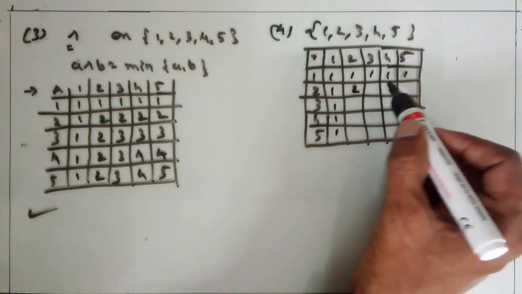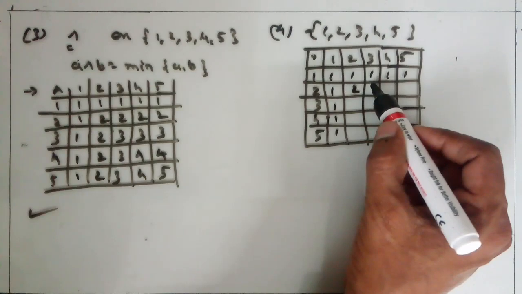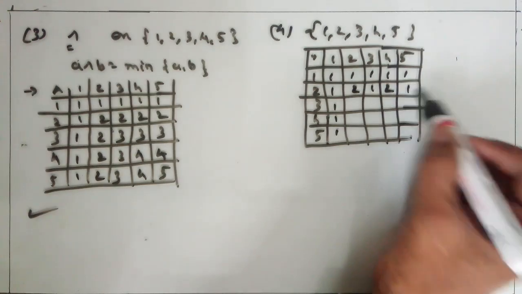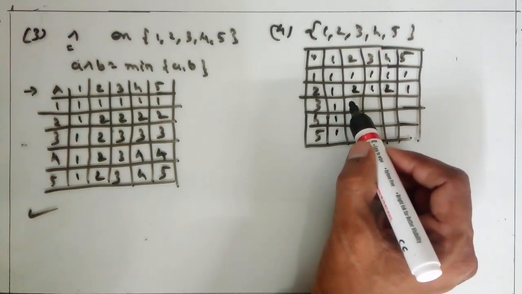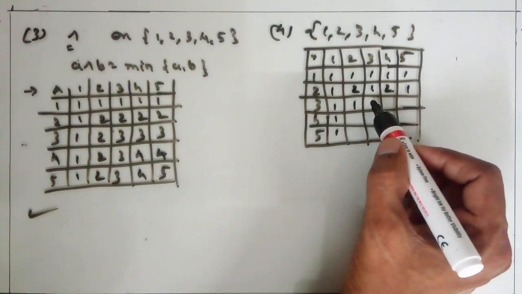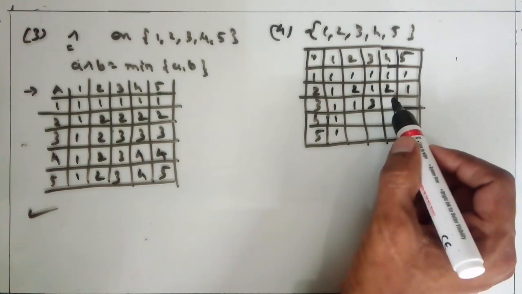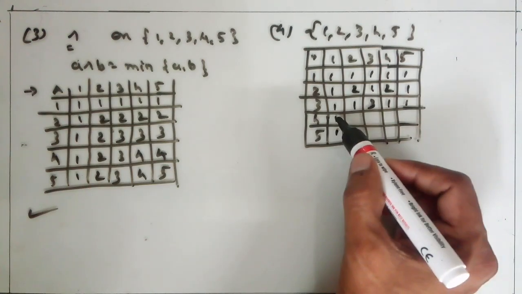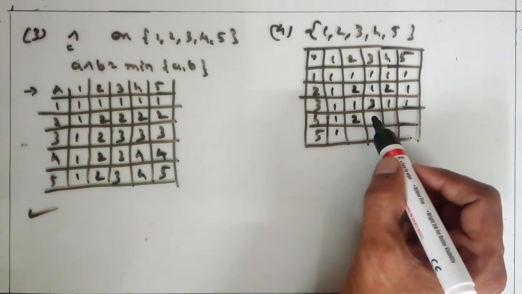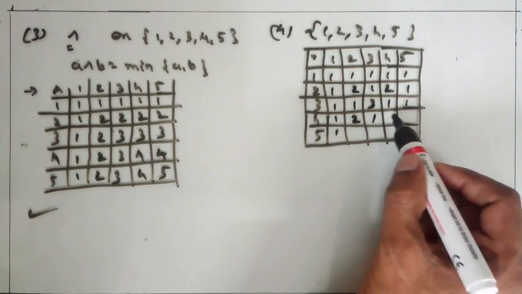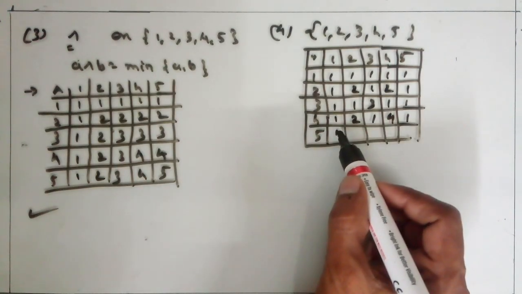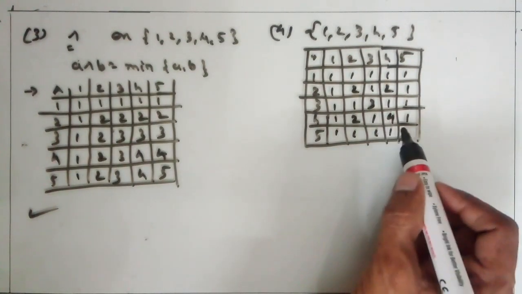Here 2: 2, 1, 2, 2, 1, 3, 1, 1, 3, 2, 1, 3, 3, 3, 3, 4, 1, 3, 5, 1, 4, 4, 1, 1, 4, 2, 2, 4, 3, 1, 4, 4, 4, 4, 5, 1. Same for this 1, 1, 1 and 5.